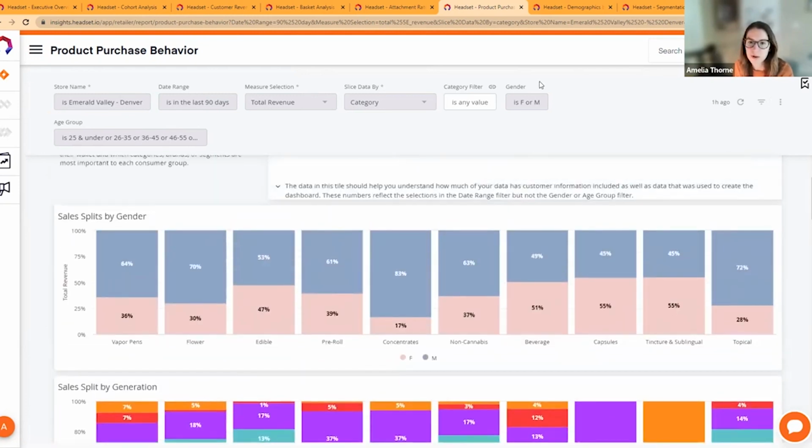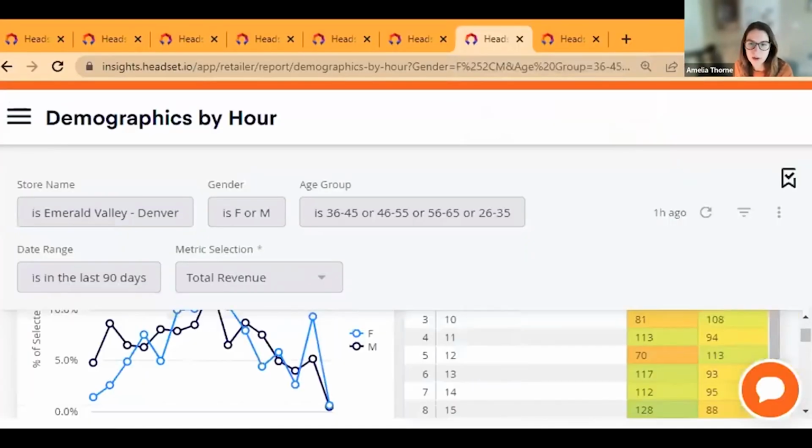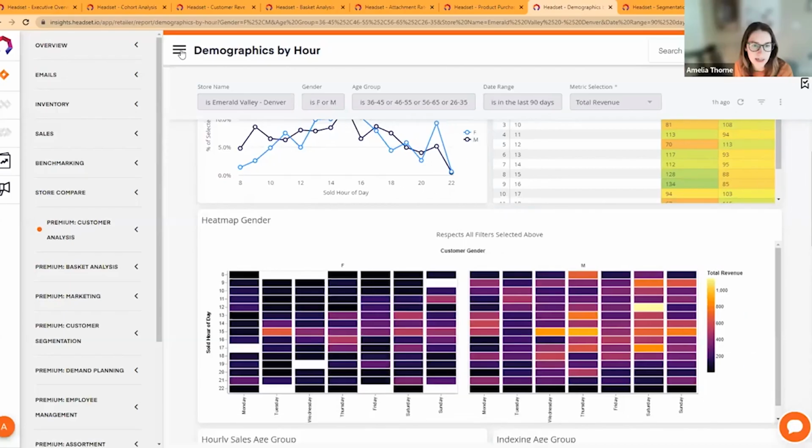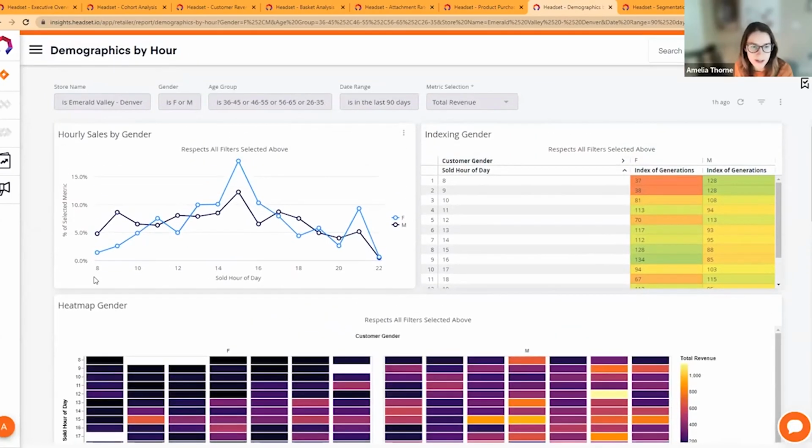All right, and then before I take any questions, I'm just going to go to this demographic by hour here. And we're almost done with this training. You guys are doing great. The demographic by hour really helps to paint this picture and tie it up: okay, who's purchasing and when are they purchasing it? The hourly sales by gender, this is showing us when males are most frequently coming into this store.